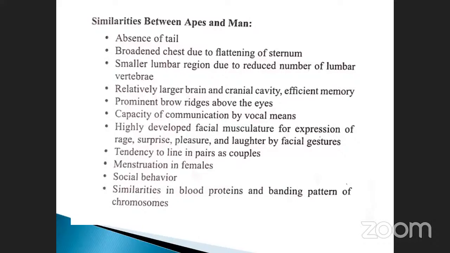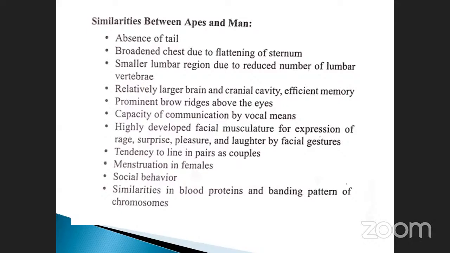Menstruation in females. This is also common, but there is a difference. Which cycle? Oestrus cycles are present in the cow or buffalo. But here, the ape as well as the man have menstrual cycles. Social behaviors. Okay, we are all social animals. Likewise, apes also have social behaviors. That's why. And similarity in blood proteins and banding pattern of chromosomes. This is very, very, very important.